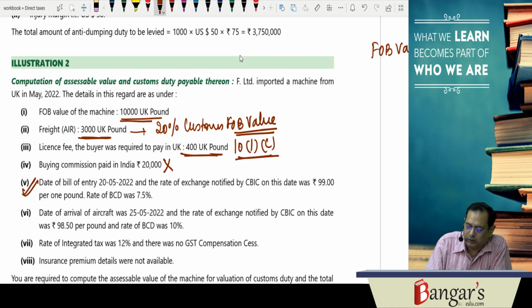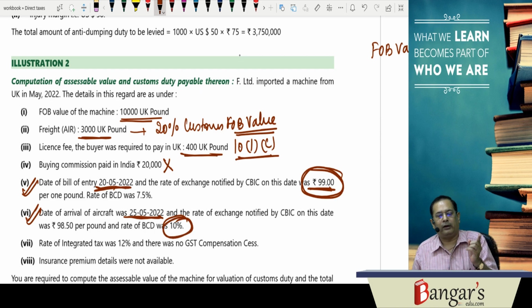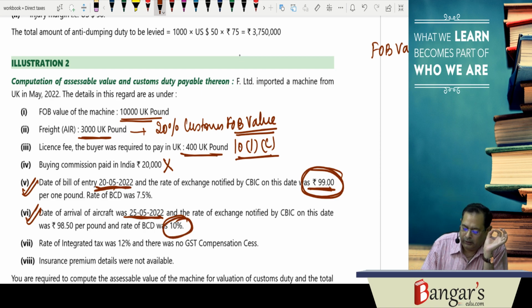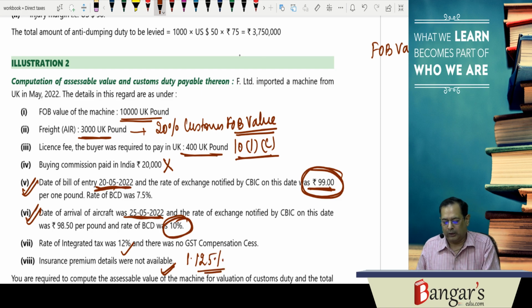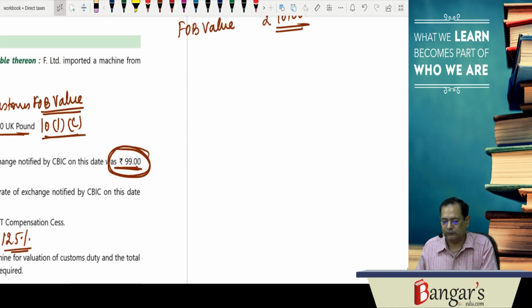They have given you the date of presentation of bill of entry, and the date of arrival of the aircraft has been provided. So the exchange rate notified by the CBIC on the date of presentation of bill of entry will be taken. Relating to custom duty rate, it is bill of entry or arrival of the aircraft, whichever is later. Integrated tax rate has been provided. Insurance premium is not available, so it will be 1.125% of the customs FOB value. You are required to determine the assessable value and calculate the custom duty. These are the types of questions normally asked.